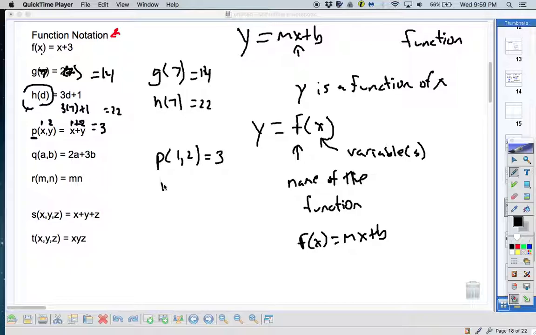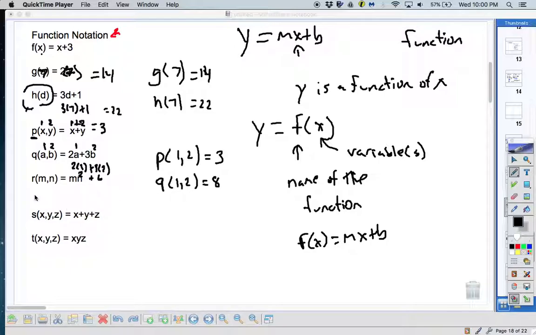We could also ask it for q. So let's go q of 1, 2. That says go find this one. And we're going to put in 1 and 2. So every a is going to be a 1. Every b is going to be a 2. So we got 2 times 1 plus 3 times 2. We would do this. 2 times 1 is 2. 3 times 2 is 6. And add them up, and you get 8. So q of 1, 2 is 8. And then just like before, you can do anything you want. This one happens to say you multiply the two numbers.